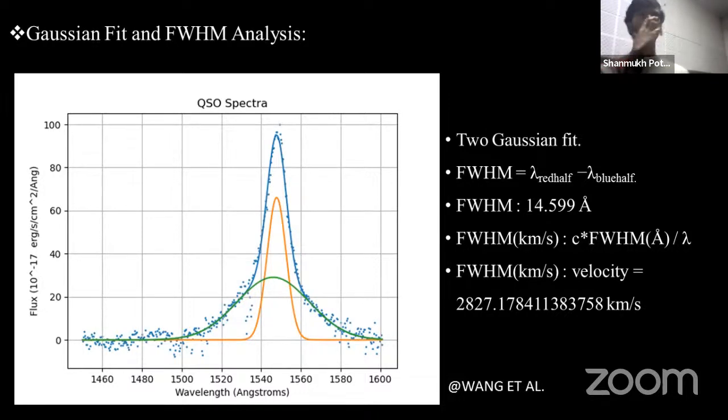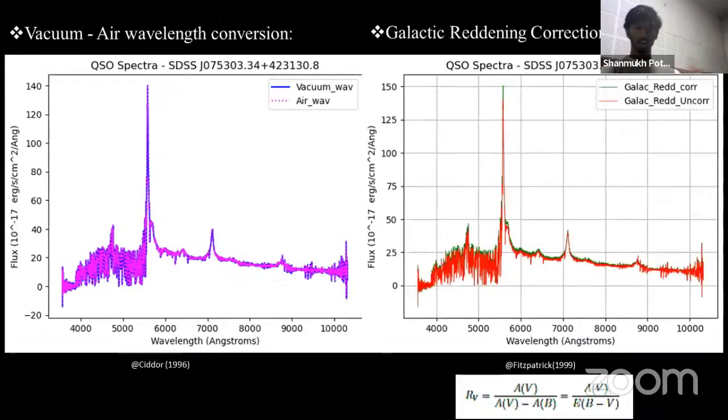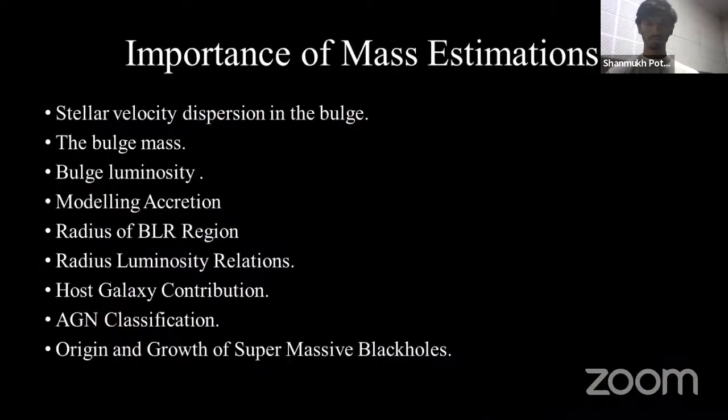We cannot fit a single Gaussian, because the emission lines are broad. This broadening of emission lines is because of an effect called Doppler broadening. Why does this Doppler broadening happen? I'm talking about an AGN. So what is the structure of an AGN? I'll go to the first slide once.